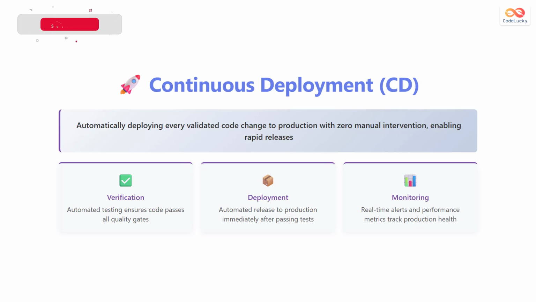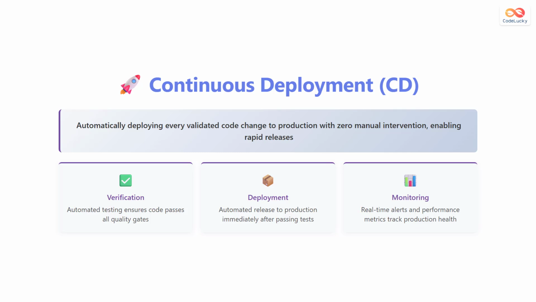Continuous deployment takes automation a step further. Every validated code change is automatically deployed to production with zero manual intervention, enabling rapid releases. This happens through 3 key stages. First is verification, where automated testing ensures the code passes all quality gates before deployment.